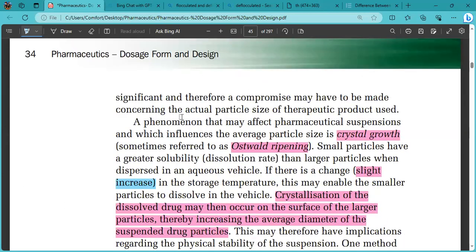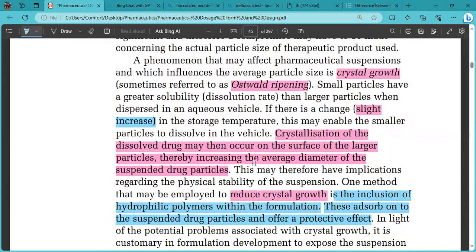So in certain suspensions, crystal growth or Ostwald ripening, it's the same thing, just different names, could occur. And this happens when you have particles of different sizes: the larger ones will not be able to dissolve in your solution. However, the smaller ones will be able to dissolve in the solution, and when they dissolve, they remain in a dissolved state.